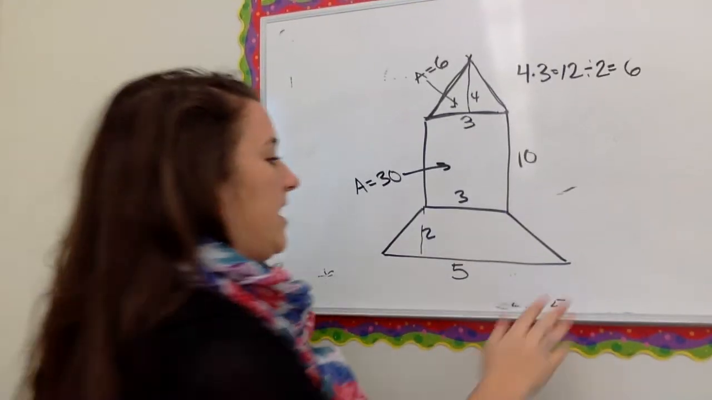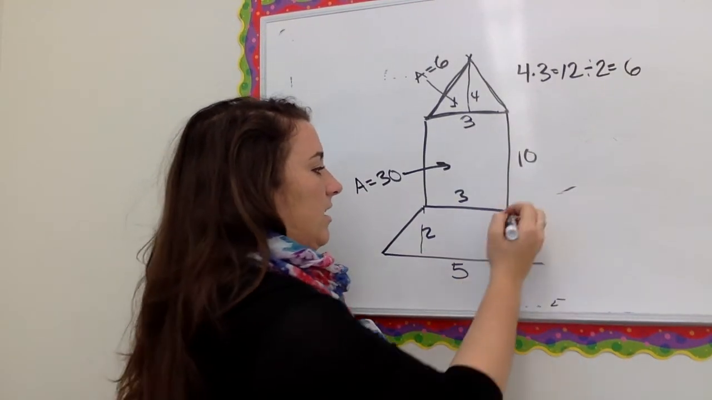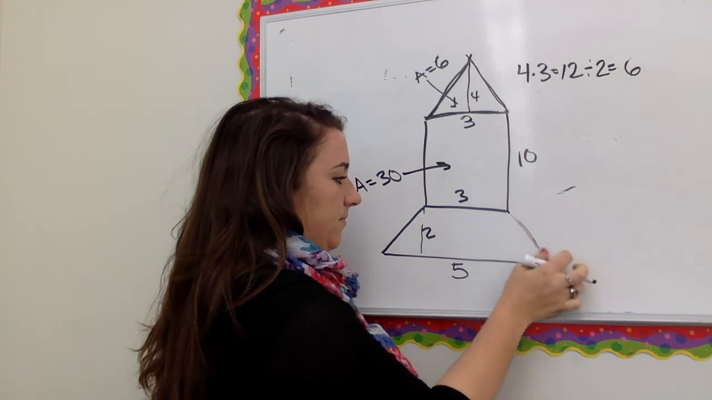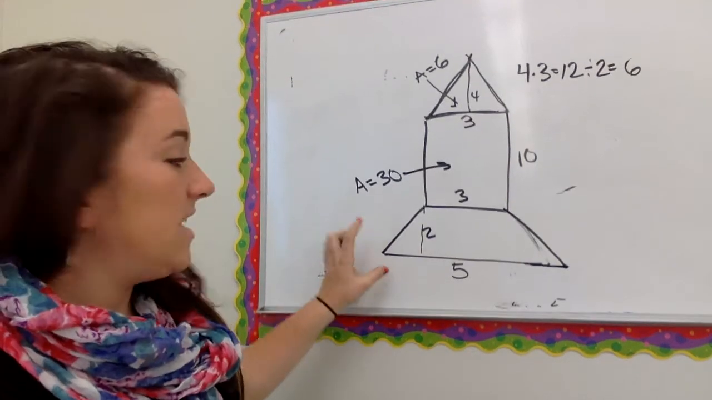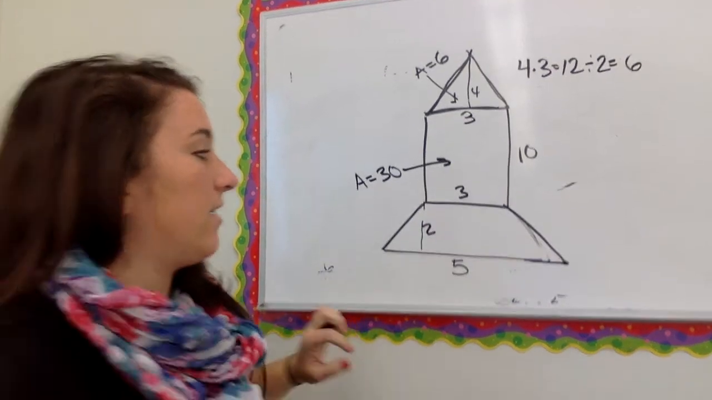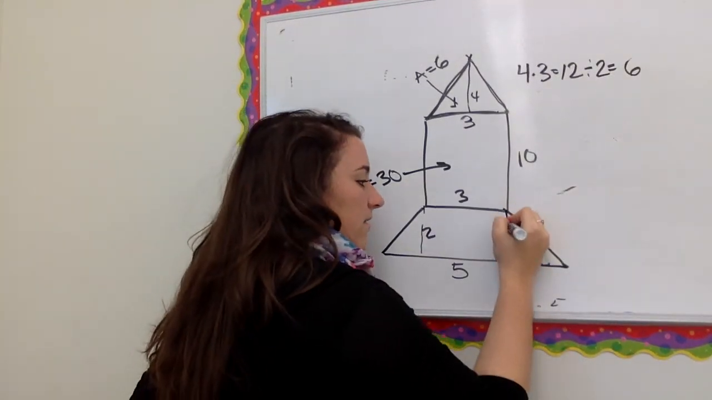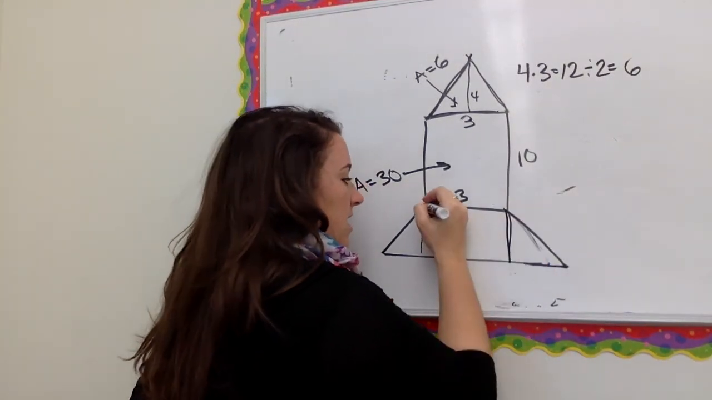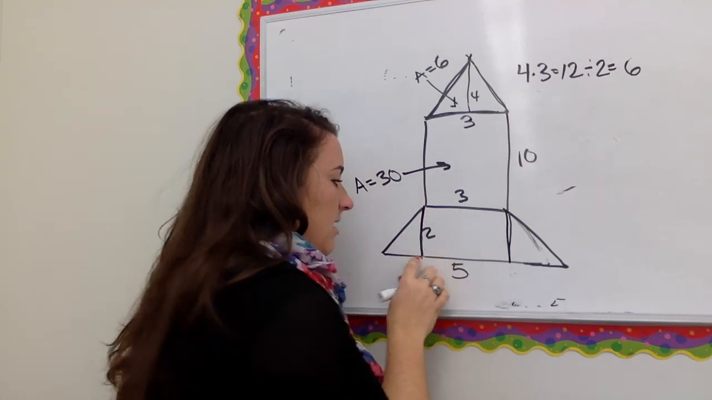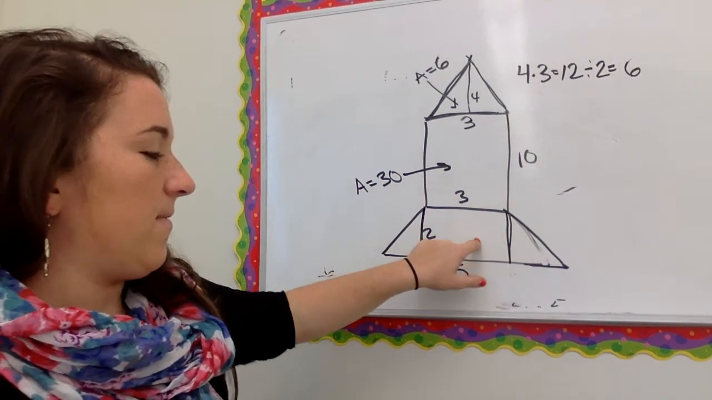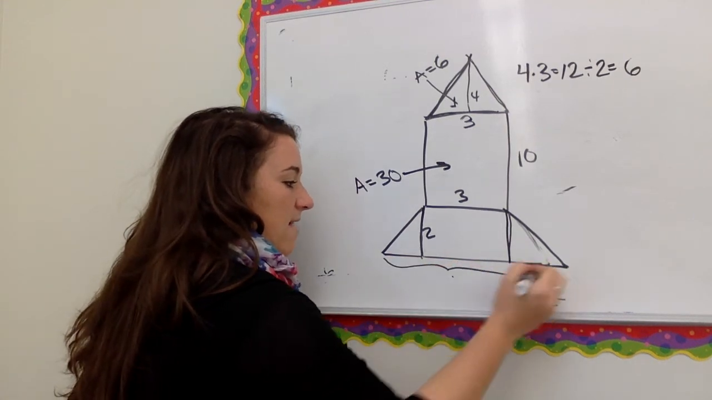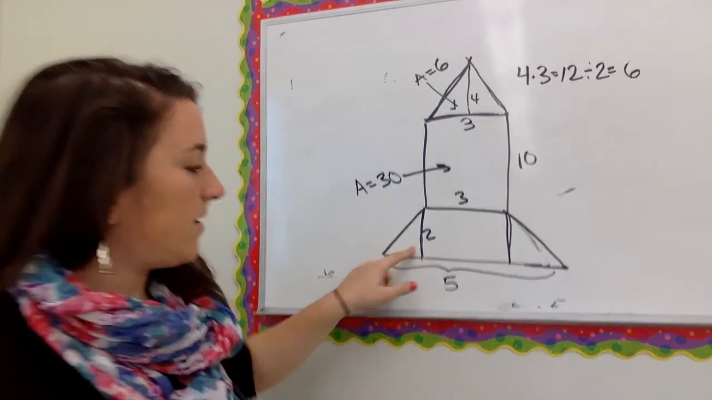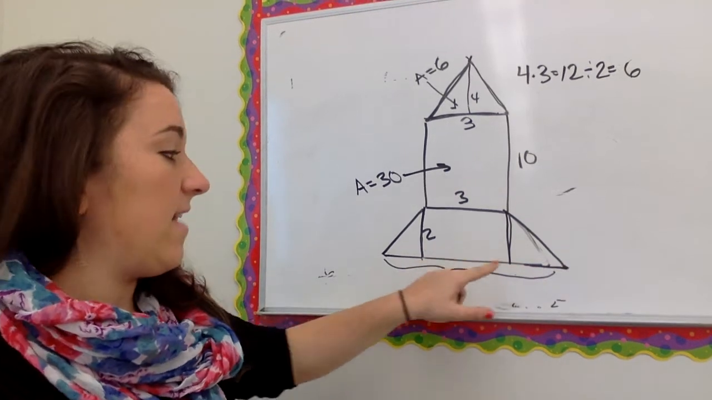Finally, I have this trapezoid at the bottom, which is a little bit trickier. In order to find the area of this trapezoid, I need to break it apart into 2 triangles and a rectangle. So if I draw a line here and a line here, I have 2 triangles and 1 rectangle. So the length of this whole part on the bottom is 5. Then I need to figure out what these smaller lengths are so I can find the area of the triangle and the rectangle.